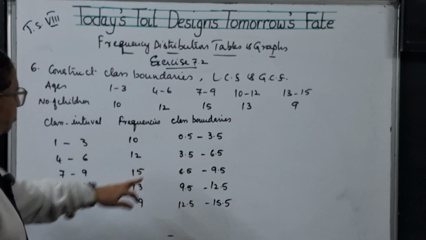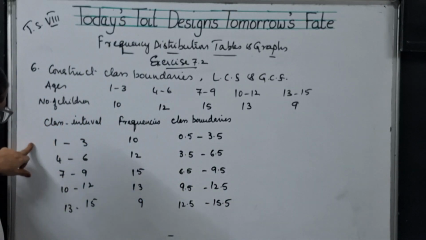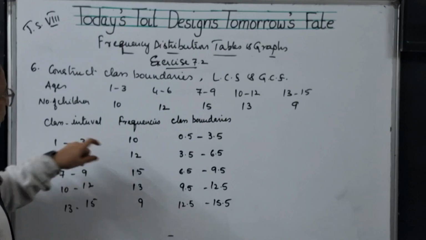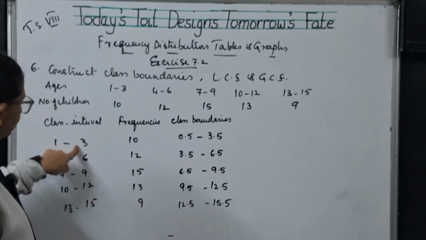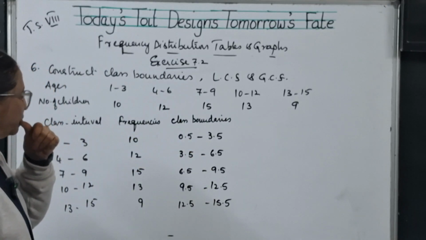This is how we write boundaries, children. How? By reducing 0.5 from the lower limit and adding 0.5 to the upper limit. Lower limit minus 0.5, upper limit plus 0.5. See, this is an inclusive type of class interval. It is becoming exclusive type in this way.